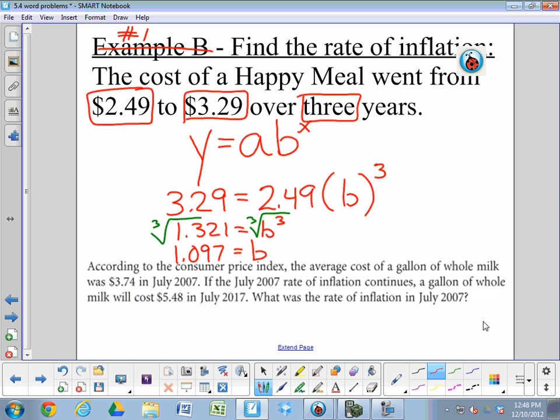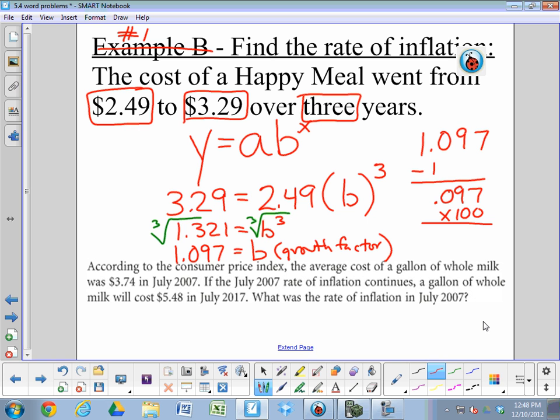If you want to take this growth factor and change it to a growth rate, you take the 1.097, take away 1, times 100. 9.7% would be the rate of inflation for the Happy Meal.